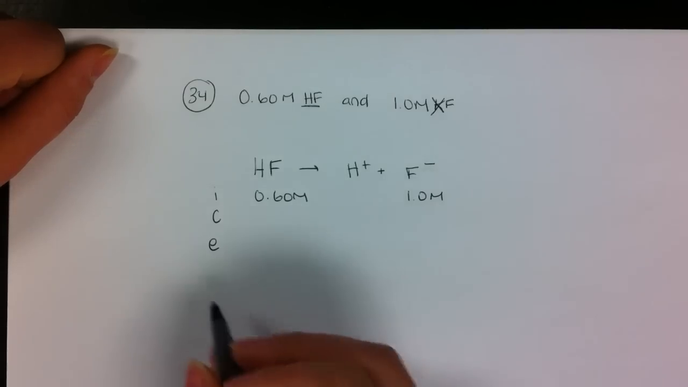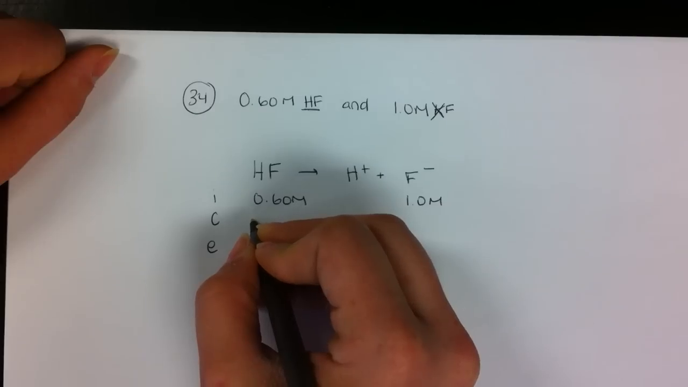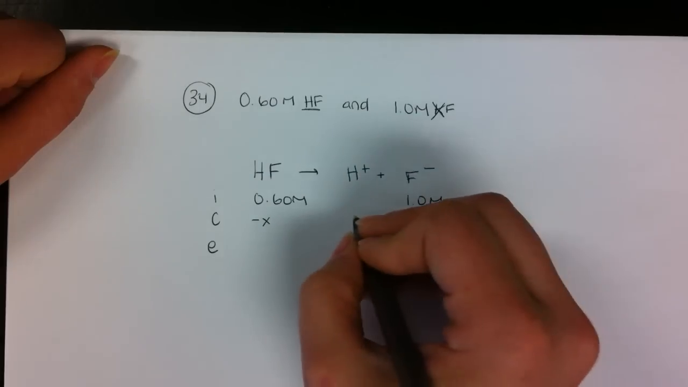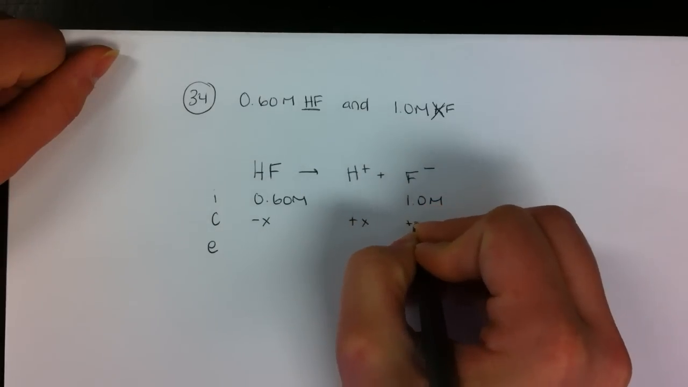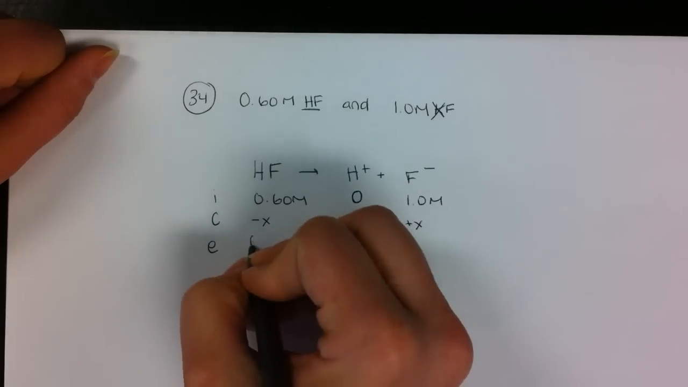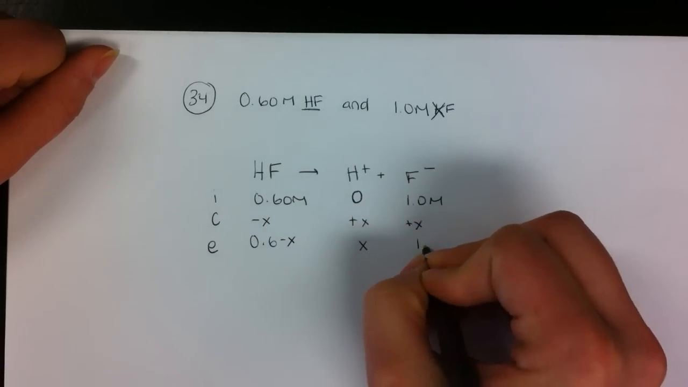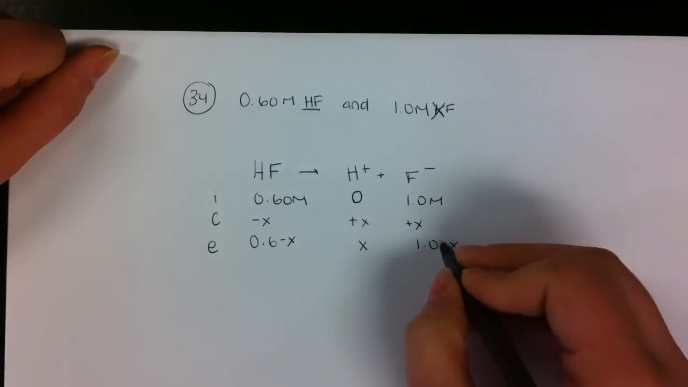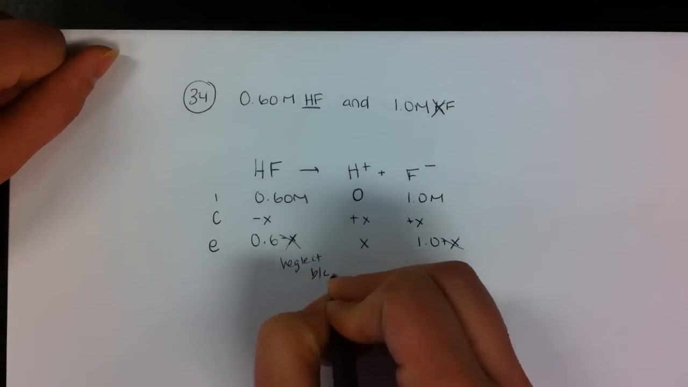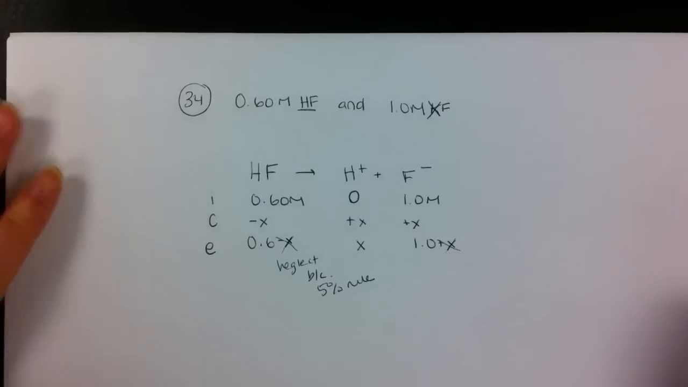Okay, so next thing that's going to happen is I know the HF is going to dissociate a little bit, so I'll lose some there, but I'm going to add some here and add some here. This should be 0. Okay, so now we have 0.06 minus X, I have X, and I have 1.0 plus X. We can neglect X because of the 5% rule. You do need to write out the 5% rule. You need to write out all of that every single time you do it.